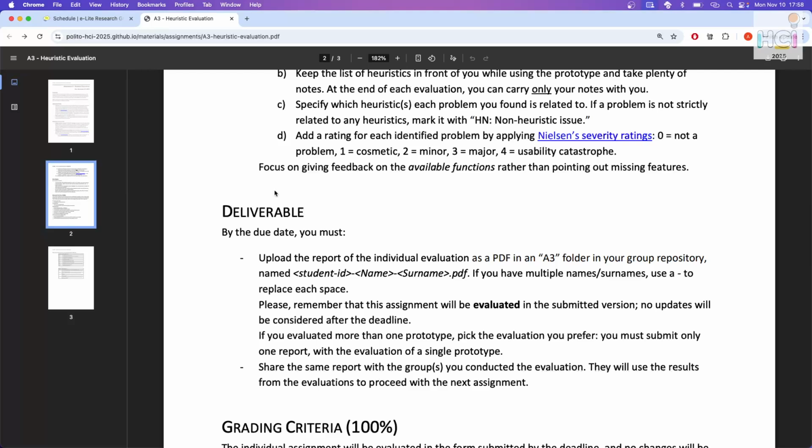Deliverable by the due date, 25 of November, if I'm not wrong: you must upload your individual report as a PDF in a folder named A3 in your group repository, okay? So, of course, you will evaluate another prototype, but your individual report you will upload in your own repository and use this convention: student ID, name, surname, .pdf. It will be individual, so if you are in 4, we are expecting 4 different documents, okay?